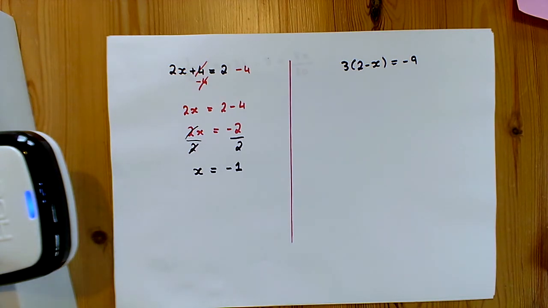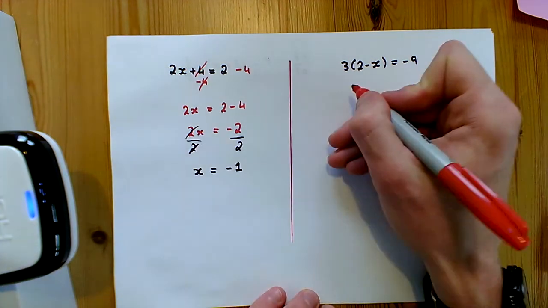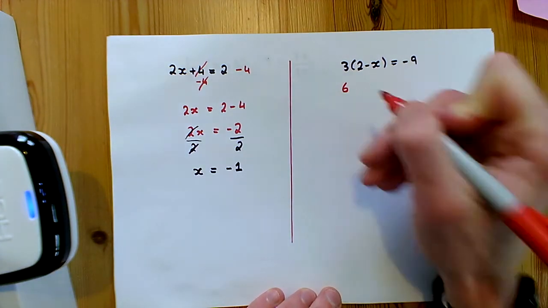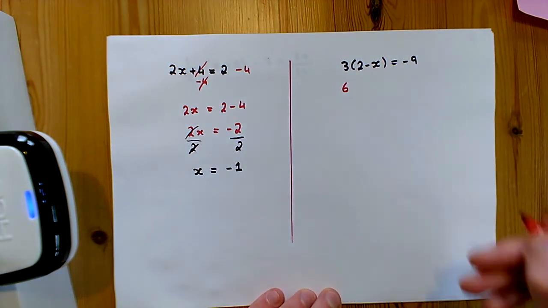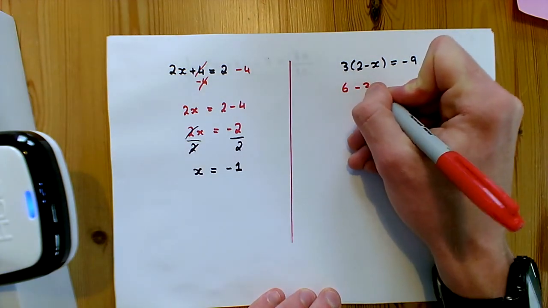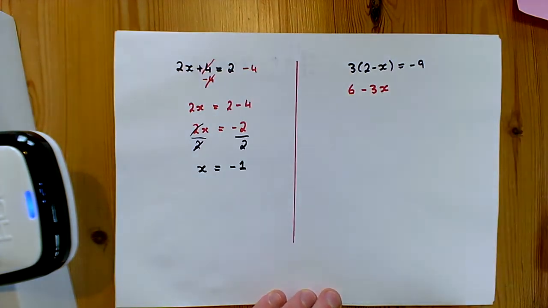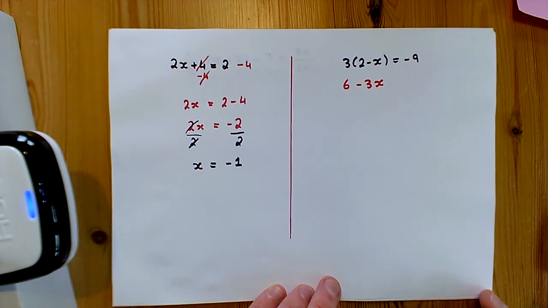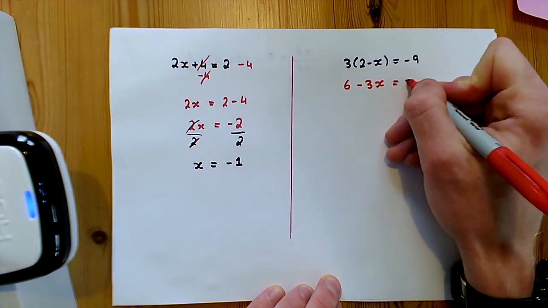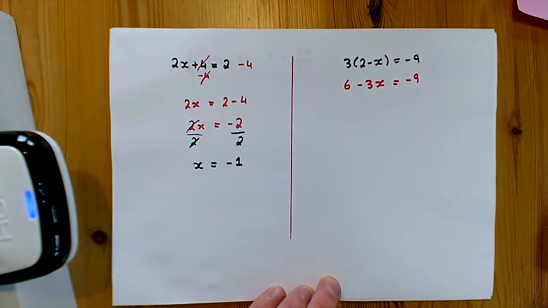Now if we look at our second part, we need to multiply out our bracket first, and then we can think about moving things around. So if I were to multiply out that bracket, I'd have 3 times 2, which would give me 6. I would have 3 times minus x, which would give me minus 3x. Okay, I would have that still equal to minus 9.